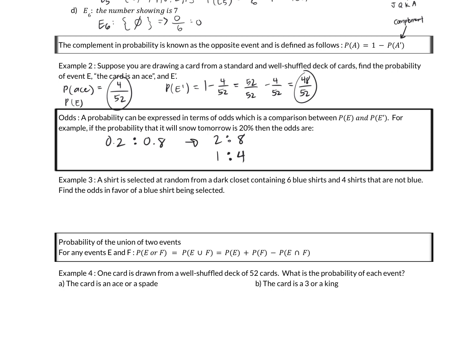There's a total of how many shirts? 10. So I know 6 out of 10 would be for the probability of choosing a blue shirt. The probability of not choosing the blue shirt would be 4 out of 10. Which this could simplify to be, I could multiply these both by 10 to get 6 to 4 or 3 to 2.